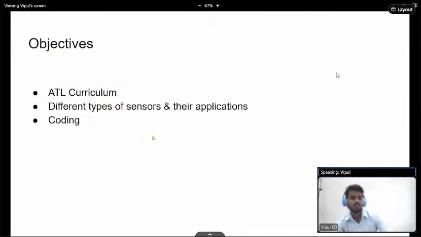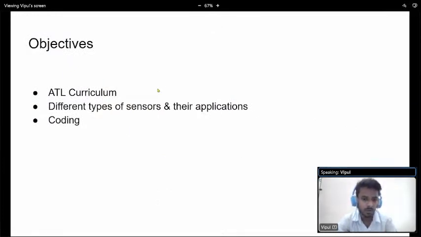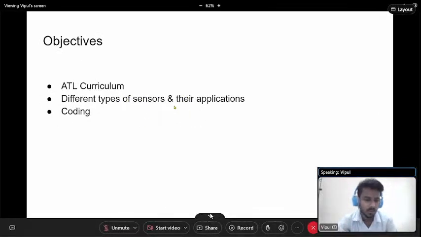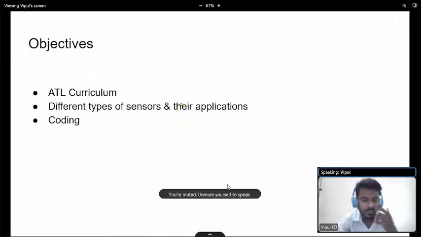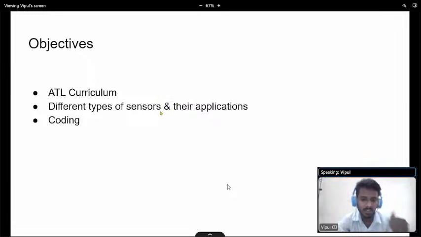So today's objective is, let's go to the ATL curriculum, and inside that, we are going to learn the different types of sensors and their applications, and somewhat coding regarding those particular sensors. In the last session, we covered only three kinds of sensors. So in today's session, I am going to introduce a variety of sensors. There will be very little coding. It will be just an introductory session to all kinds of sensors. Okay.